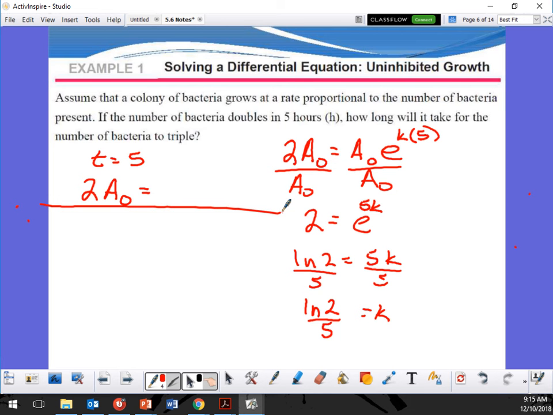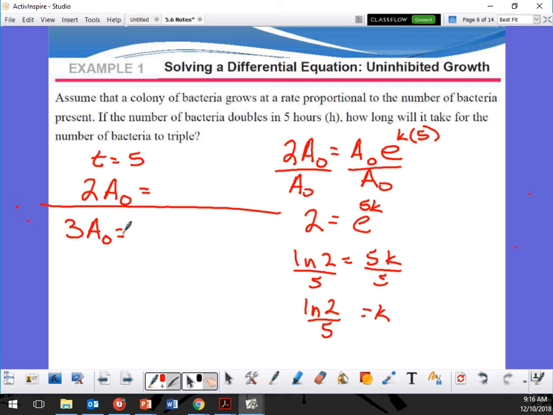Okay, so now, given that information, I know what k is. k is always going to be that. So now I can actually find other values from this. What's the other value I'm looking for? The triple, right? When's it going to triple? How would I write that out? 3 times a sub naught. Okay, very good. So 3a sub naught is equal to?